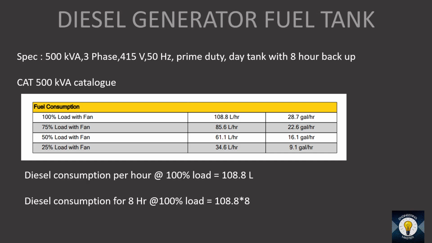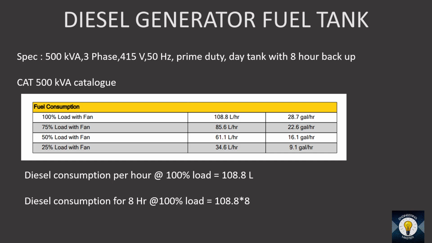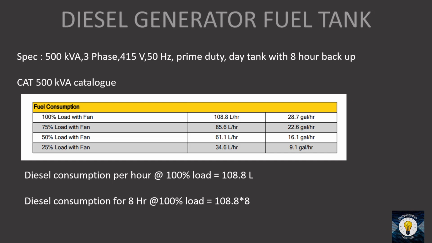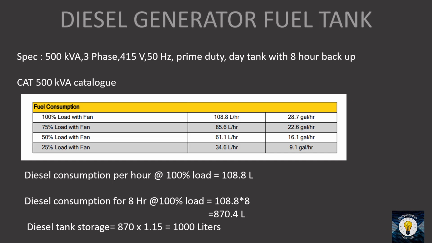Our DG has 8 hours backup, right? What will be the diesel consumption for 8 hours at 100% load? That will be equal to 108.8 diesel consumption per hour into number of hours, 8. So the answer will be 870.4 liter. I am adding 15% spare.